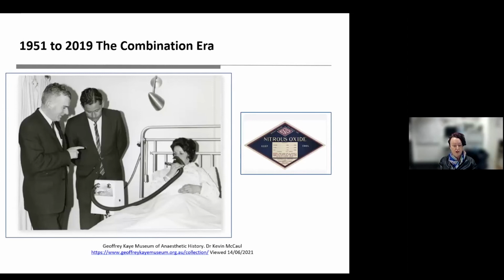This picture shows Dr. Kevin McCall on the left explaining the use of nitrous oxide through a mixing device that delivered 70% nitrous oxide and 30% oxygen, a safe combination to breathe.